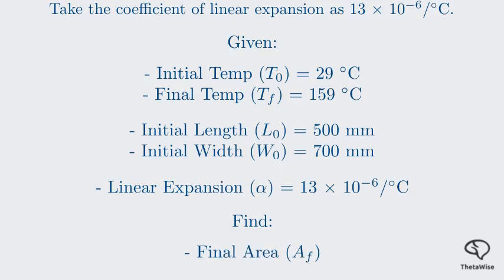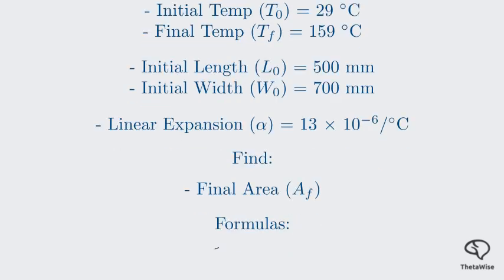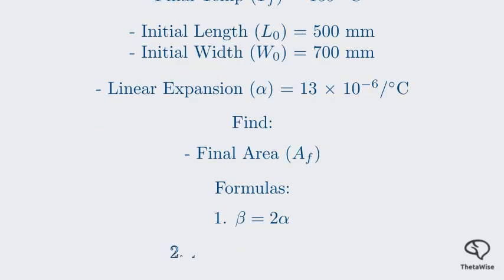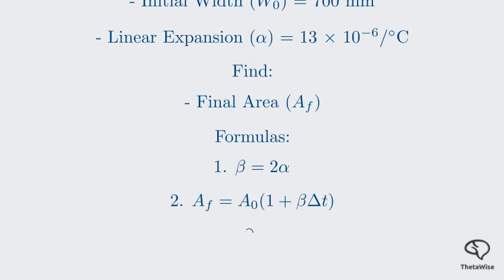Next, we'll consult our formula sheet for the relevant equations. For area expansion, we need the coefficient of area expansion, beta, and the area expansion formula. The formula sheet provides 2 key relationships. First, the coefficient of area expansion, beta, is twice the coefficient of linear expansion. Second, the final area Af is equal to the product of the initial area A0 and the quantity 1 plus beta times the change in temperature delta T.